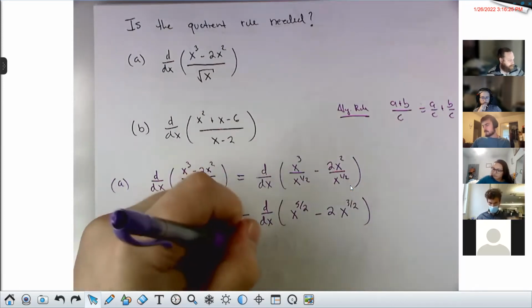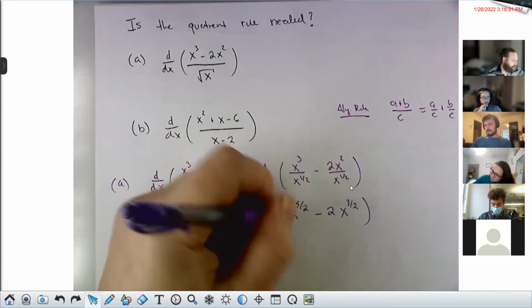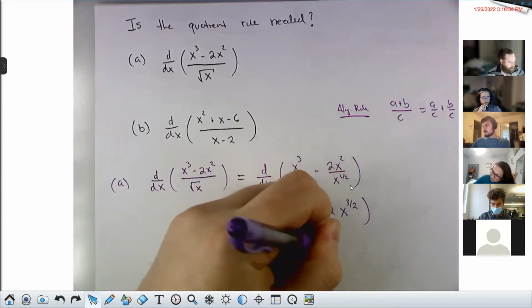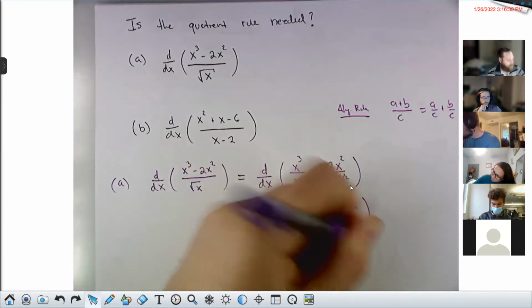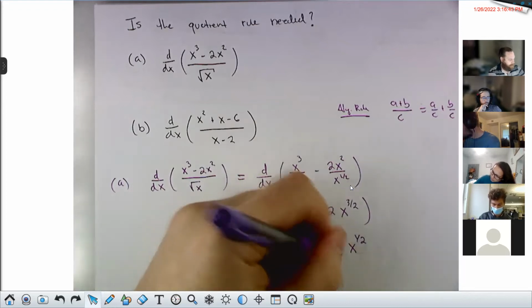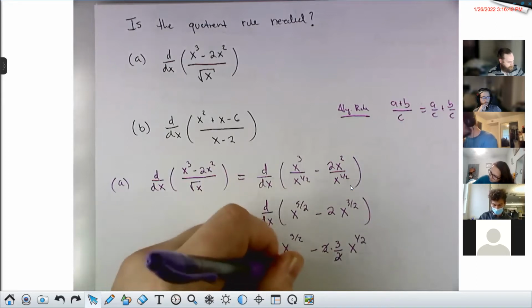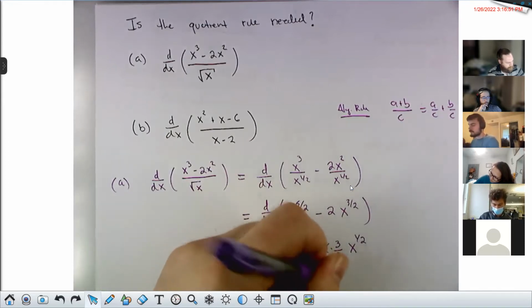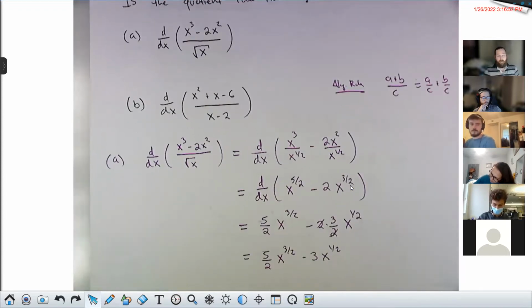Now you take your derivative using the power rule. This is 5/2 x to the 5/2 minus 1, which is 3/2, minus 2 times 3/2 x to the 3/2 minus 1, which is 1/2. You can cancel the 2's. You get 5/2 x to the 3/2 minus 3 x to the 1/2. No quotient rule. And believe me, you want to do this. You don't want to do the quotient rule on this. It's worse. So always simplify using algebra first if you can.